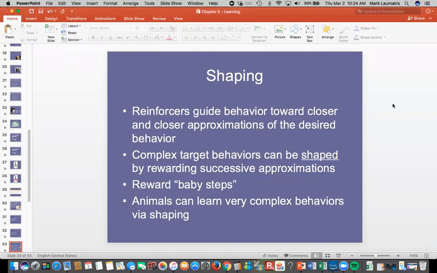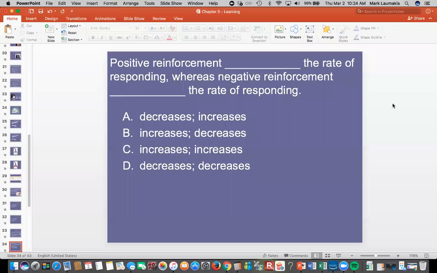Let me give you another polling question because I just love doing this. Positive reinforcement blanks the rate of responding, whereas negative reinforcement blanks the rate of responding. What do you think there? See lots of people saying C. Why are you thinking that it's C?